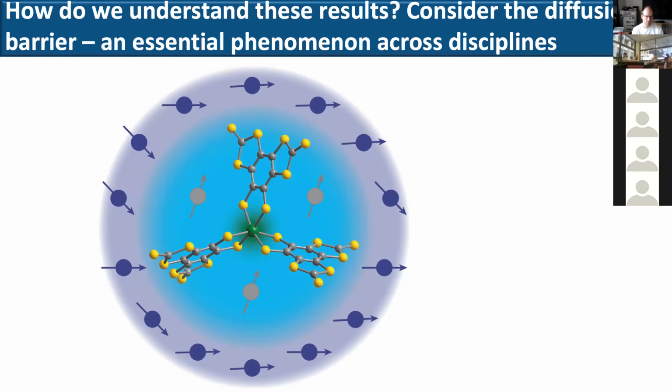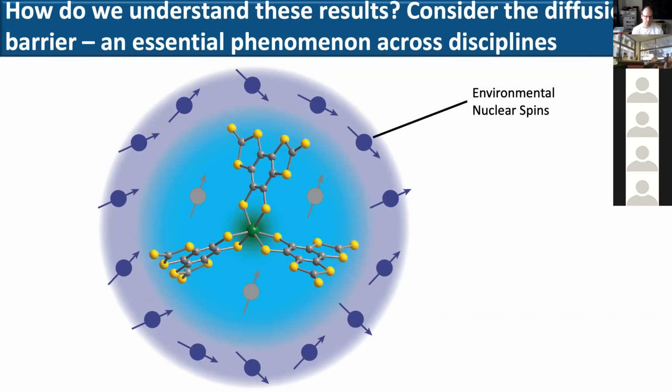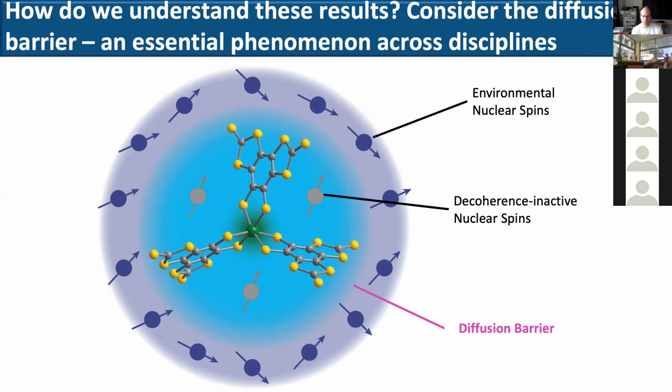So how does this work? We have our flip-flopping spins that contribute to decoherence, but then we have our tightly bound spins that don't sufficiently contribute to decoherence. And then we have our diffusion barrier. Okay, so this is just a way to use synthetic chemistry to measure a fundamental physical property that otherwise really cannot be measured.